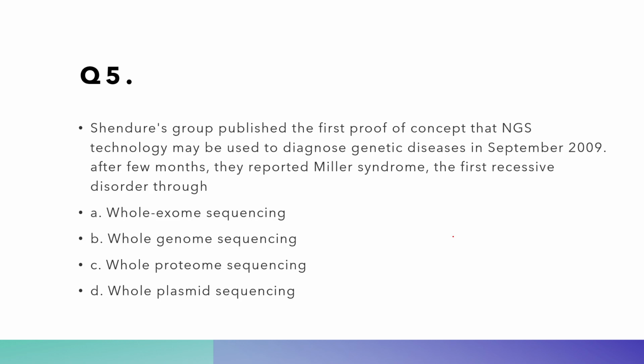Sanders' group published the first proof of concept that next generation sequencing technology may be used to diagnose genetic diseases in September 2009. After a few months, they reported Miller syndrome, the first recessive disorder. In that case, did they use whole exome sequencing, whole genome sequencing, whole proteome sequencing, or whole plasmid sequencing? Please try to answer this question, then we'll be discussing it in 2 minutes.